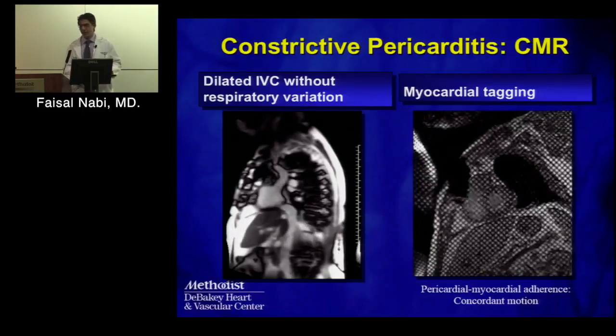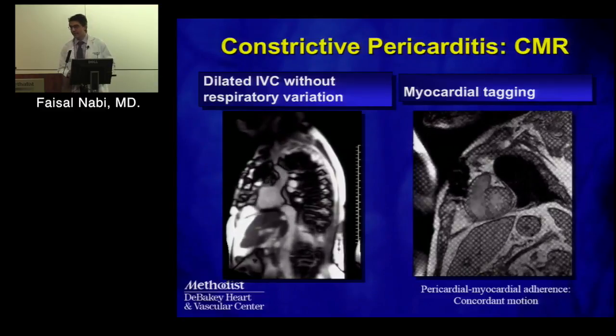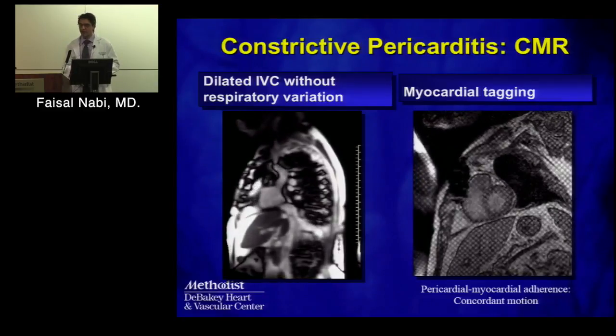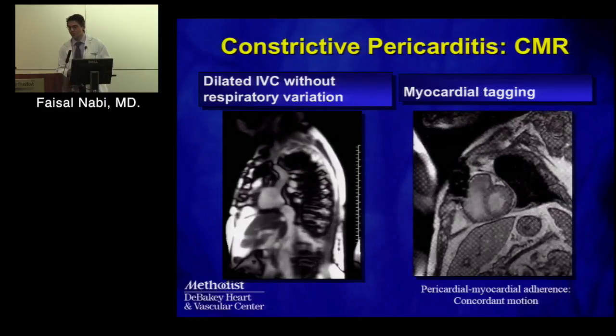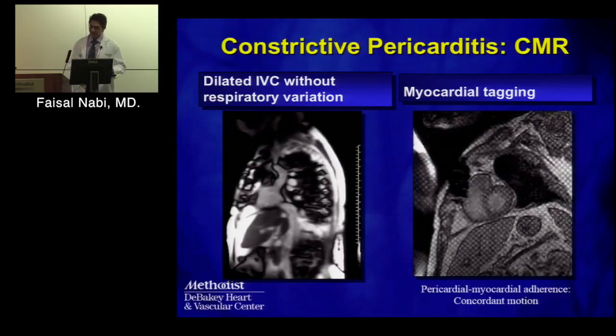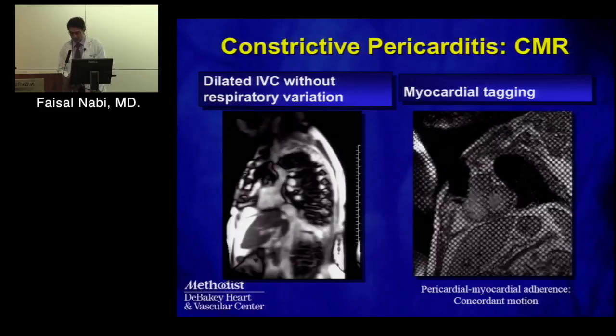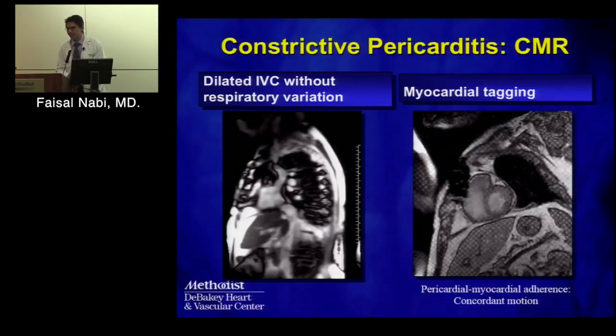And in those patients who have a pericardium that's thick or adherent to the myocardium, you'll see that there's this adherence of the pericardium and the myocardium, and they move concordantly. So that's another way we can verify our diagnosis.